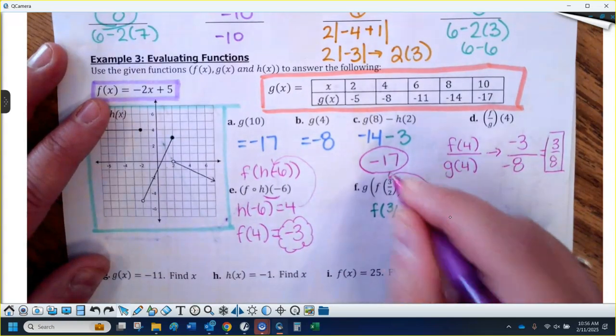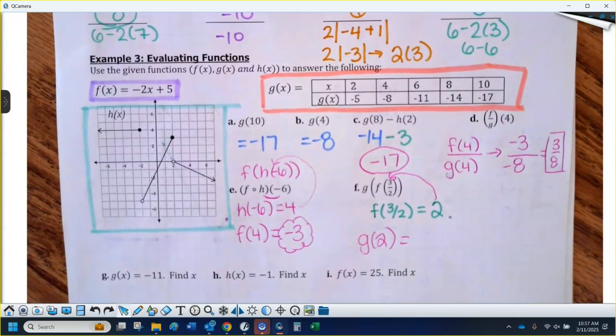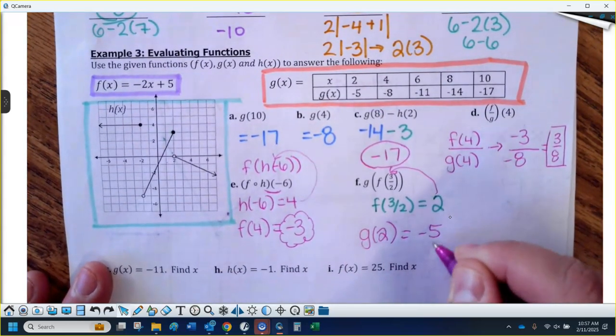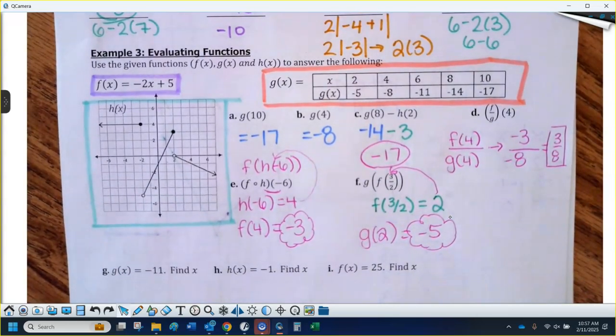Then we're going to do g of 2 to get our final answer there. So if you look at the g function, that's the table, and the x value 2 would go with g of x value of negative 5. So the negative 5 would be your answer there. Is anybody having a question?